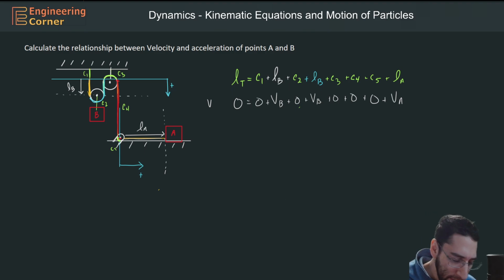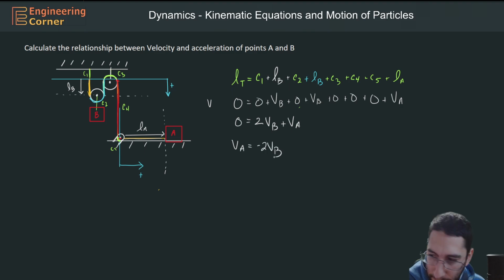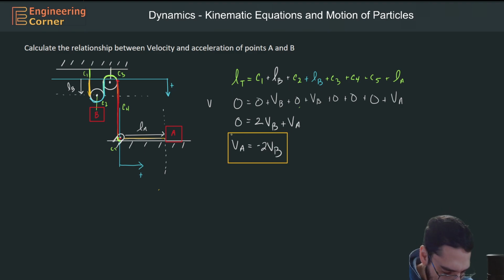Really, when you get used to these problems, you're not going to spend the time to add up all the distances over a pulley. So like C1, C2, C3, and C5, you're just not going to account for them because you're just going to know that the length of the rope is not changing over them. But what we can say, if we combine our terms, is 0 is equal to 2 VB plus VA, and we get my velocity of A is equal to minus 2 times VB. All right, that's all that is to a problem like that.